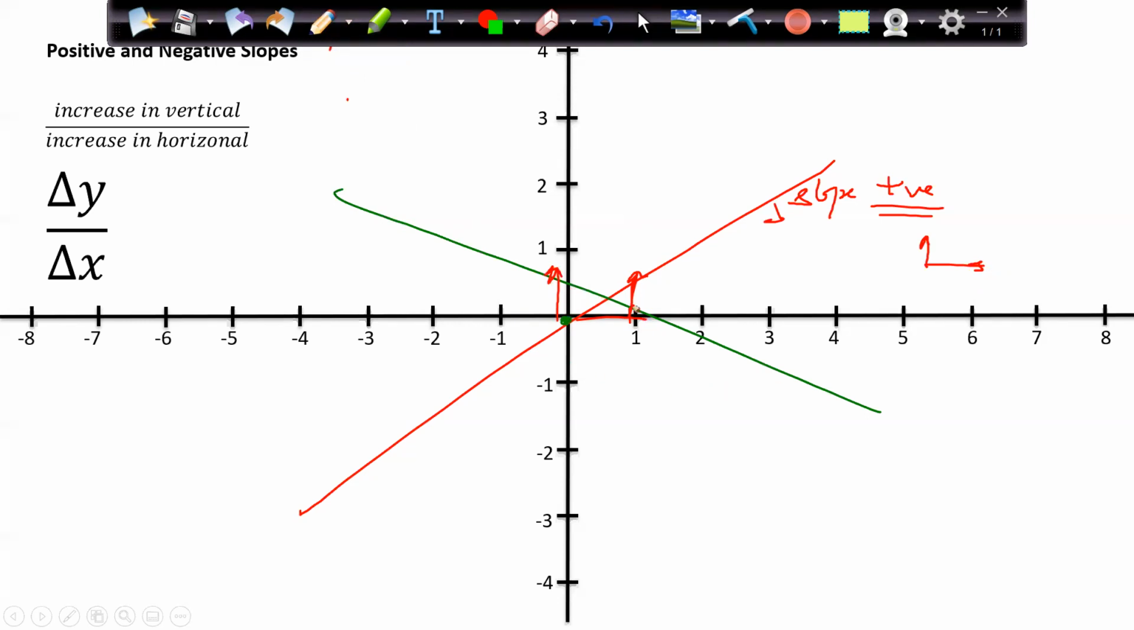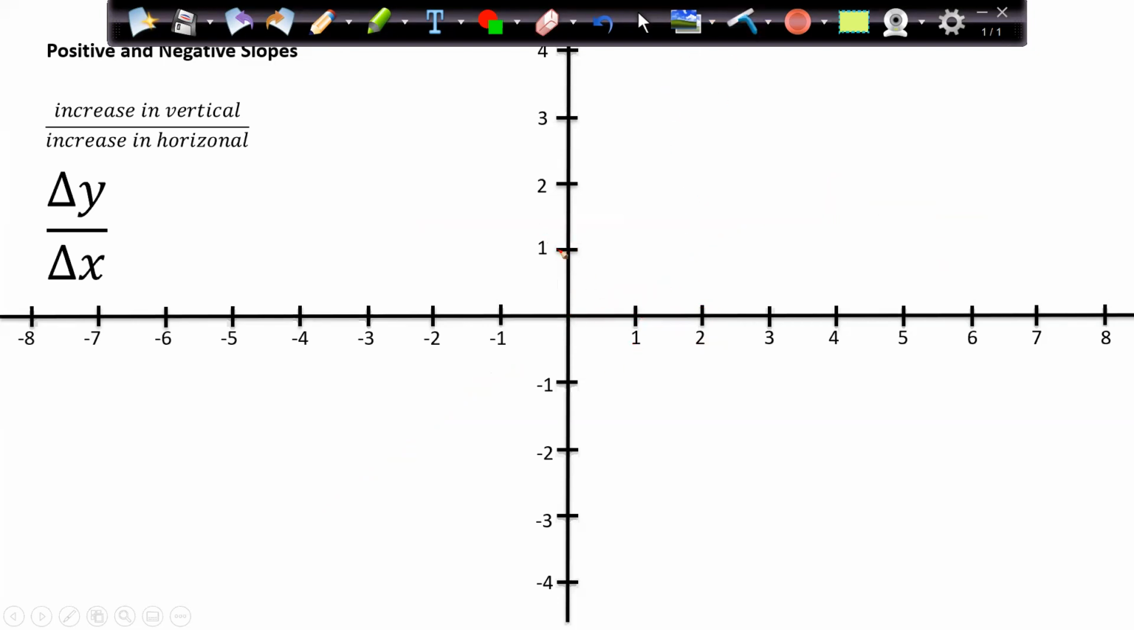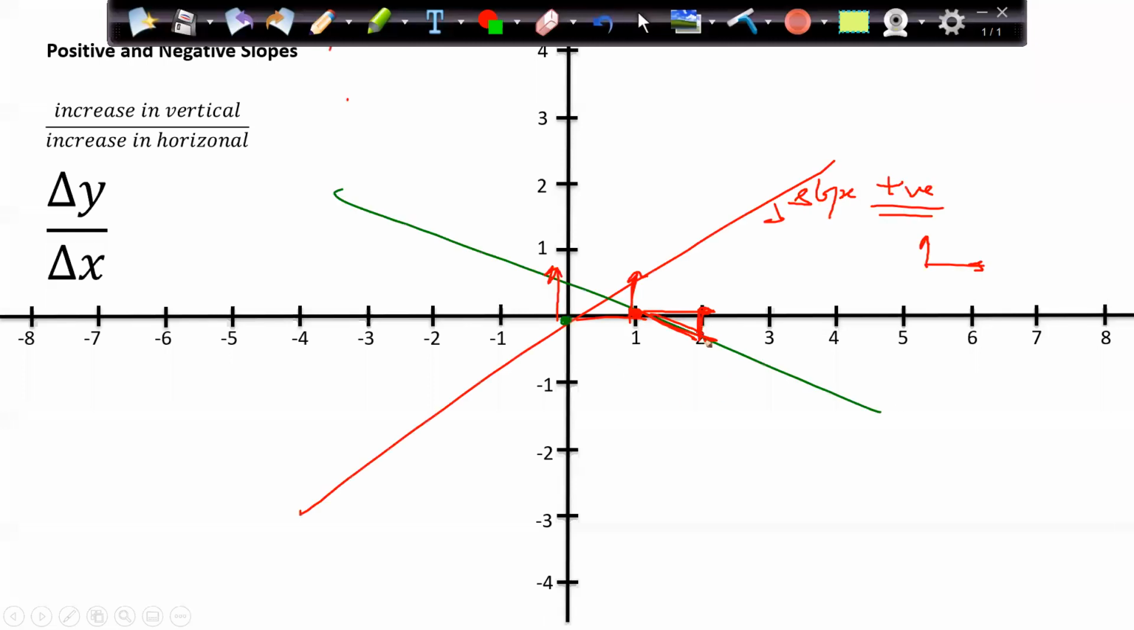But if I talk about the green line, when x increases by 1 unit, my y is decreasing, right? Y was earlier 0 at this point, but now it reduced to something like negative 0.5. So when my x is increasing, my y is decreasing. So that is my negative slope.